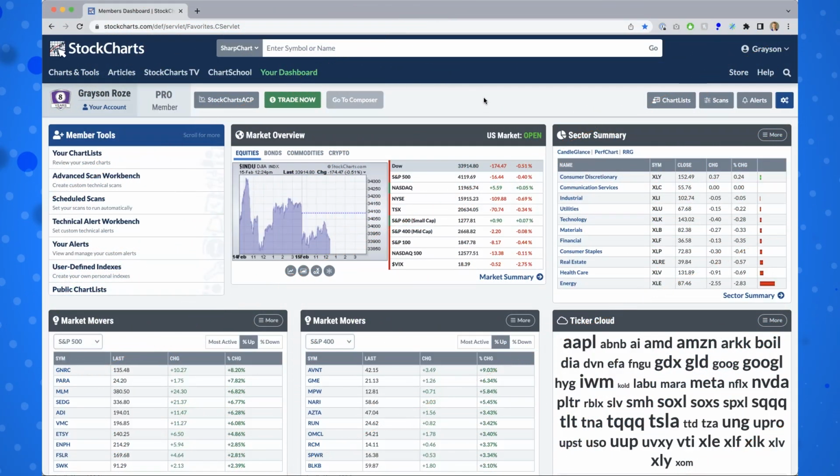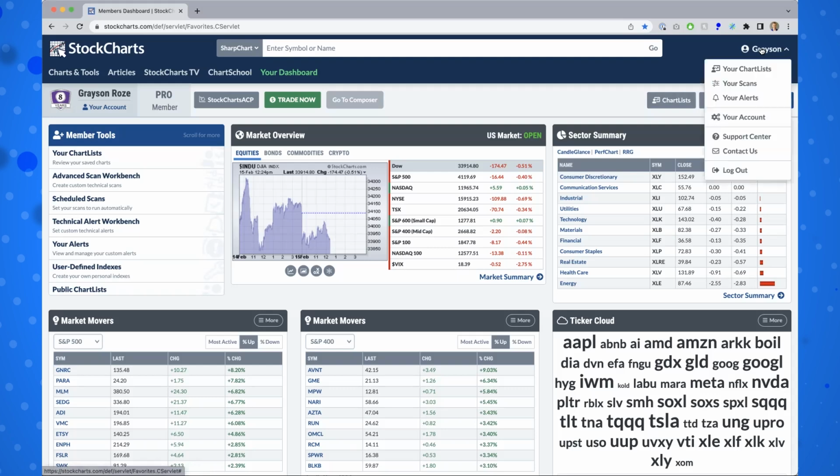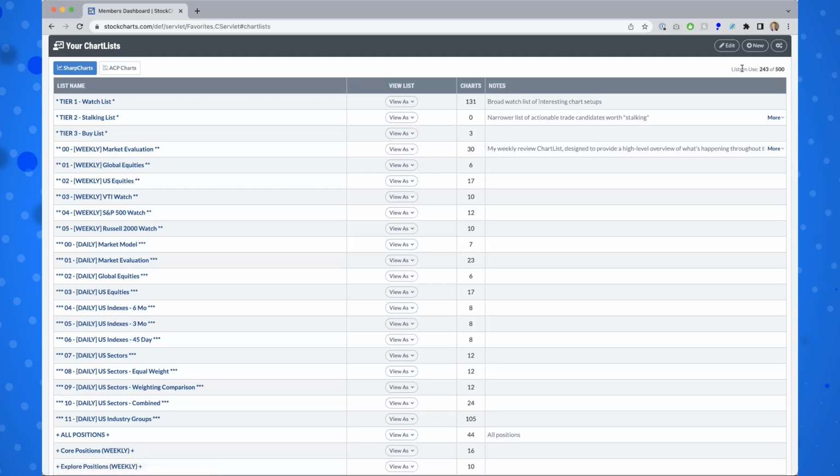So we are here on the members dashboard. This is really kind of the heart and soul of StockCharts. Now, of course, the best place to see your chart lists is also right here on the members dashboard. Any page around the site, by the way, if you come up to the menu up in the top right corner, hit that Your Chart Lists button. That's going to take you right down to the chart list area on your dashboard.